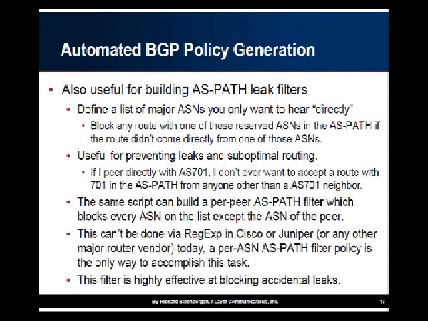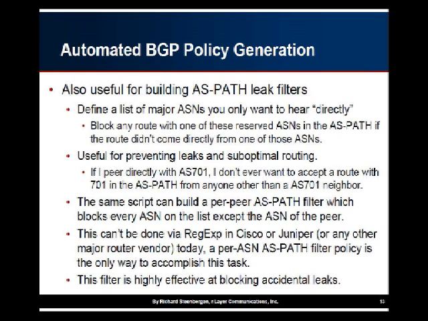And then the other cool thing that I did in the same policy is build AS path leak filters. So what I did was define a list of ASNs that I wanted to hear directly. If I didn't connect to them directly, I would hear them through a transit, but never through a peer, never through a customer. And it turns out you can't actually do that, there's no regular expression command to do everything except the neighbor that I'm connected with. So the only way to do this is to do it in script where you generate an AS path filter for every peer, and you basically put the entire list except the neighbor.